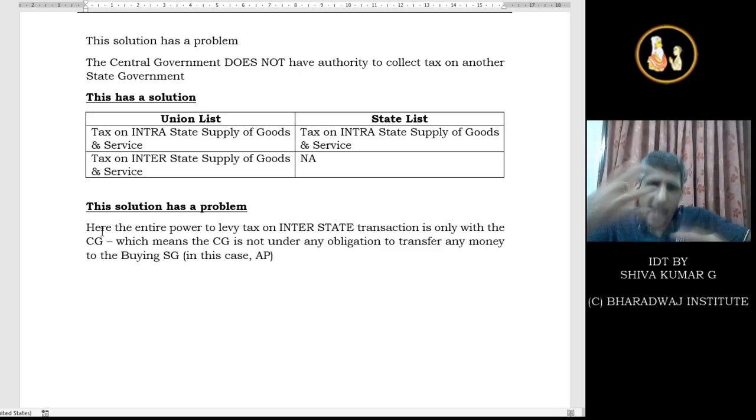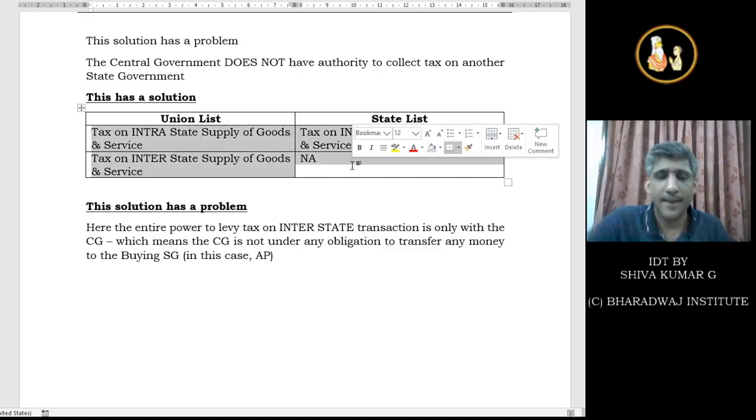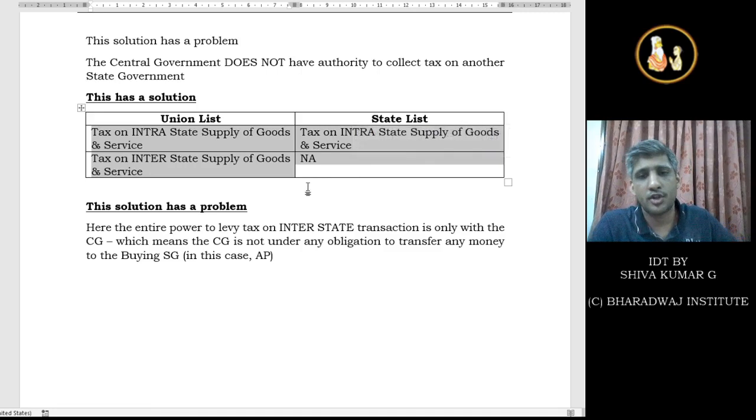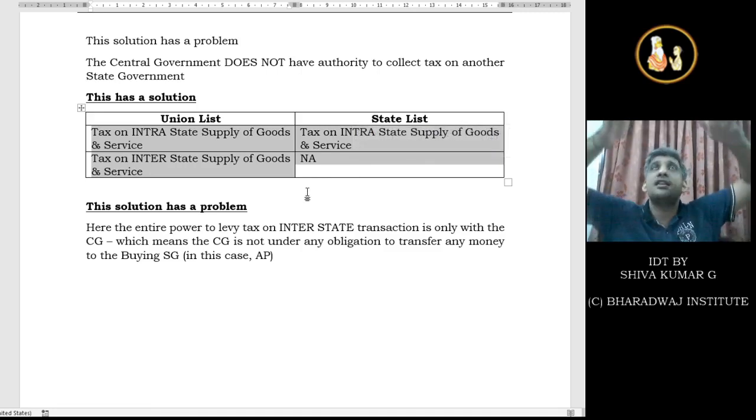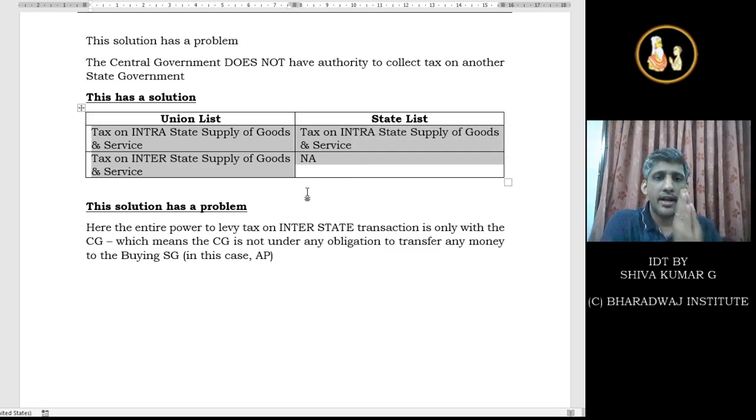See, GST creates a complication. Now, this is the constitutional amendment position today. If you go to the 7th Schedule of the Constitution, take the union list, state list, concurrent list. If you read it, you will find tax on interstate in the union list, and tax on intrastate in the state list. That's all. You will not find interstate in the state list.